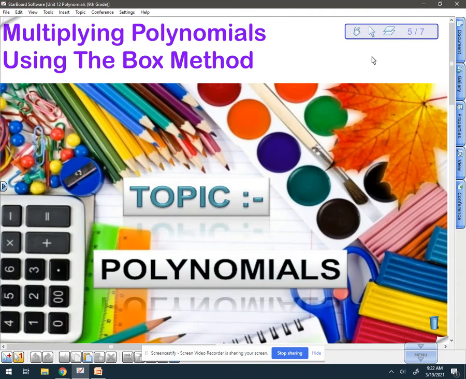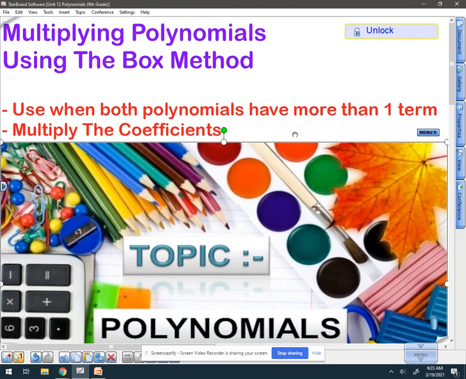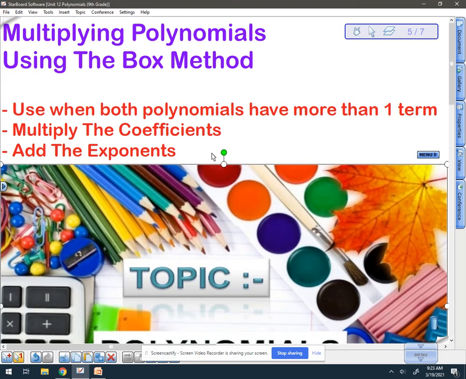All right, so we did multiplying polynomials with the distributive method. Now we're going to use the box method. You're going to use this when both polynomials have more than one term. So if you have a binomial, a trinomial, or bigger for both of them, you're going to use this. Remember, multiply the coefficients, add the exponents. That's how you multiply terms together.